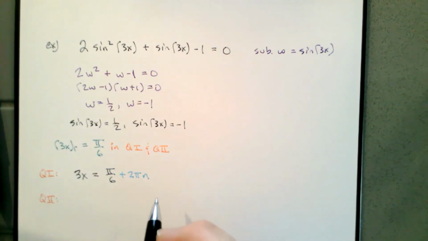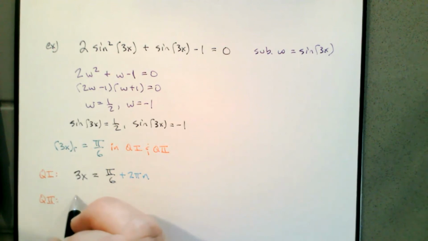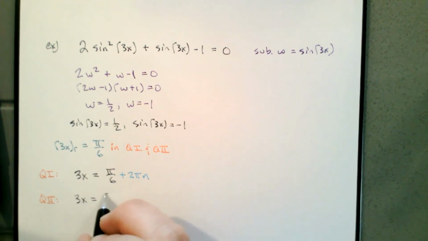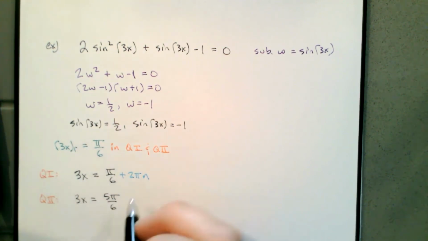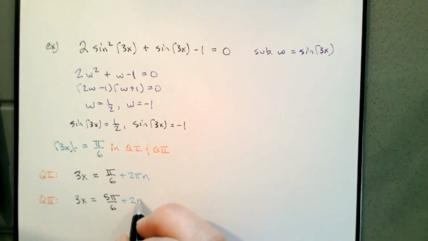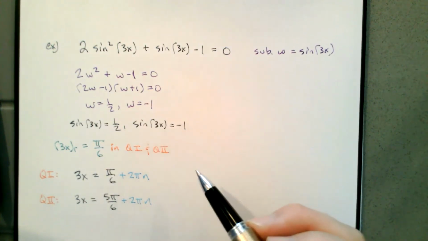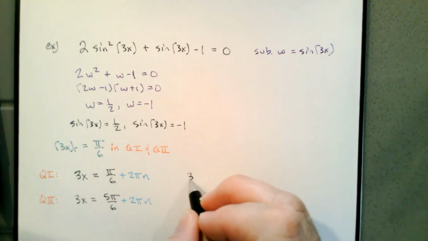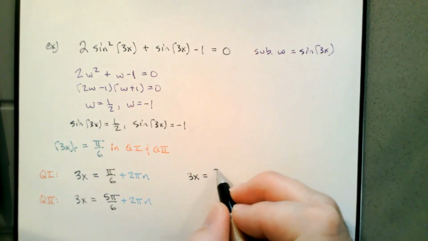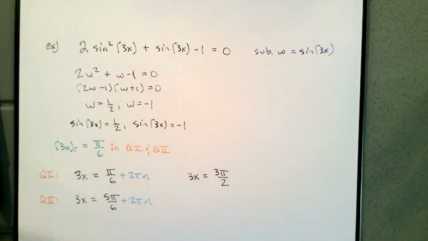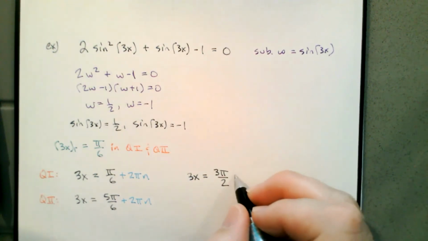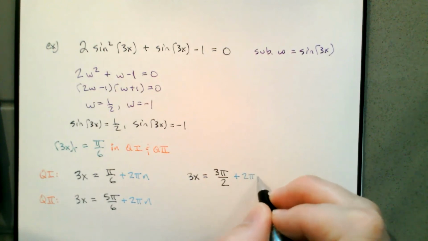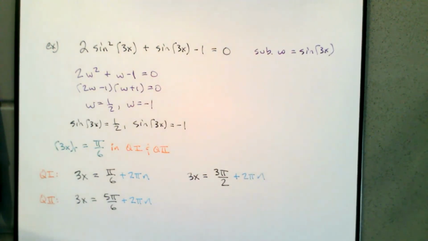And I'm just dealing with the sine inverse right now. I'm not worried about dividing by 3 yet. So 3x equals 5 pi over 6. That's pi over 6 in quadrant 2. And I have to add multiples of 2 pi because that's the period. I also have over here sine of 3x is equal to -1. So 3x is equal to 3 pi over 2 plus the circles for the coterminal stuff. That's to make sure that we get all of the solutions.